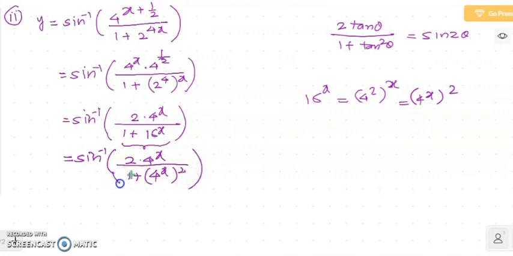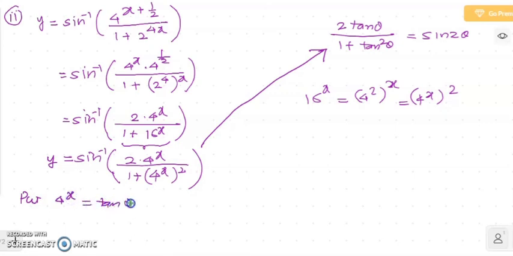Now look at this formula: 2 tan theta upon 1 plus tan square theta is equal to sine 2 theta. So what do we do? Put 4 raised to x is equal to tan theta. And if you put 4 raised to x as tan theta, theta is equal to tan inverse of 4 raised to x.